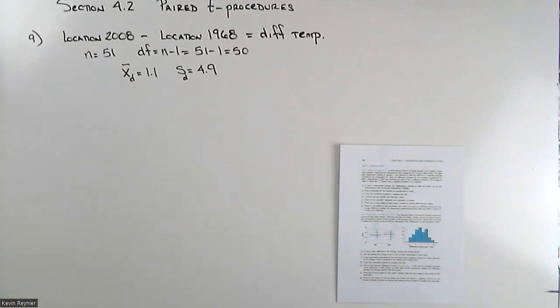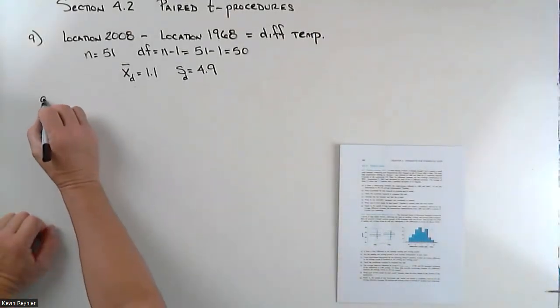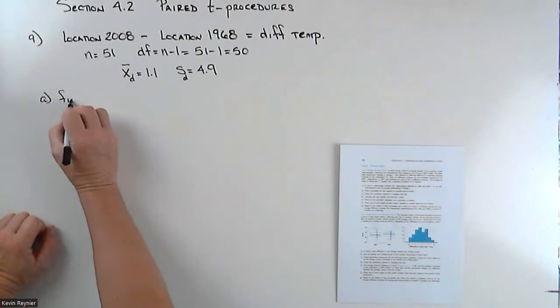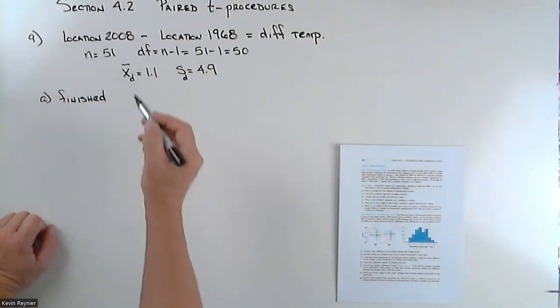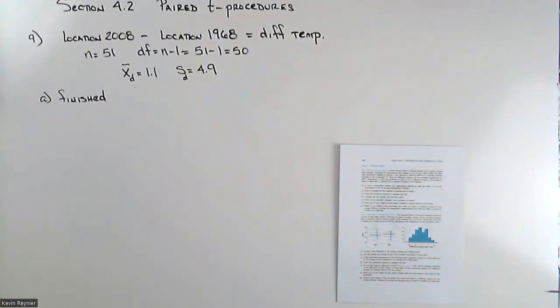Part A says, is there a relationship between the observations collected in 1968 and 2008, or are the observations in the two groups independent? Explain. We've already done that, right? We finished that. I've been talking about, since we started this problem, that there is a relationship between these locations. This data is not independent.